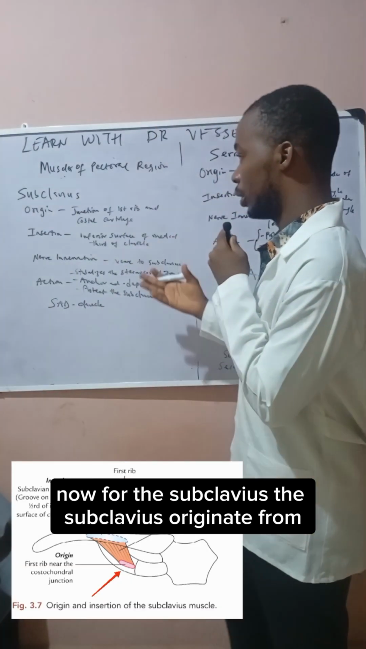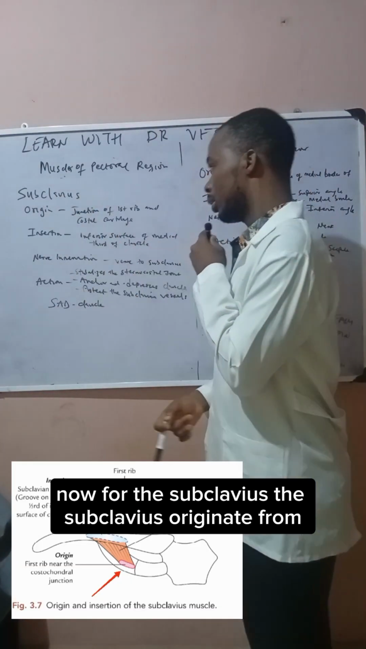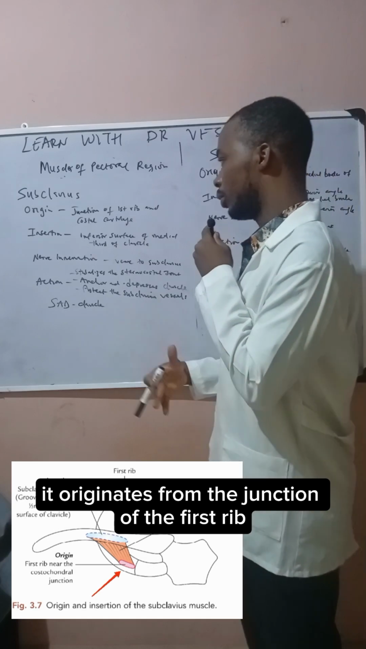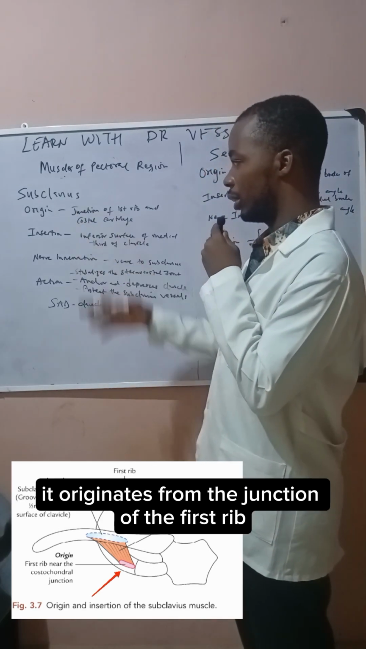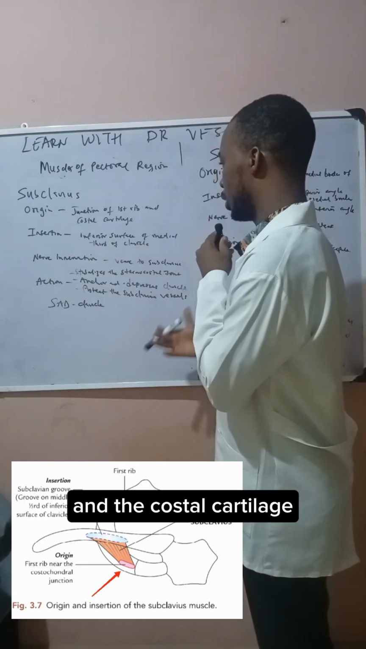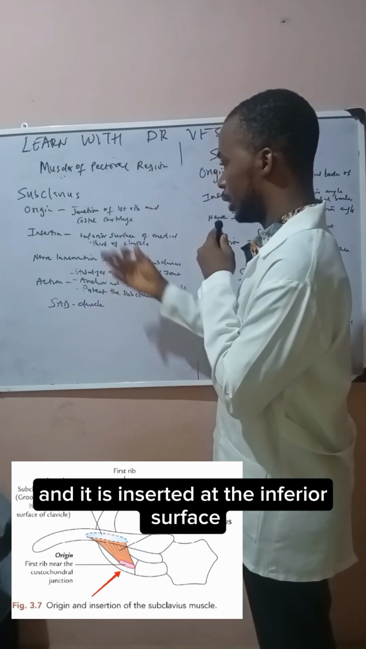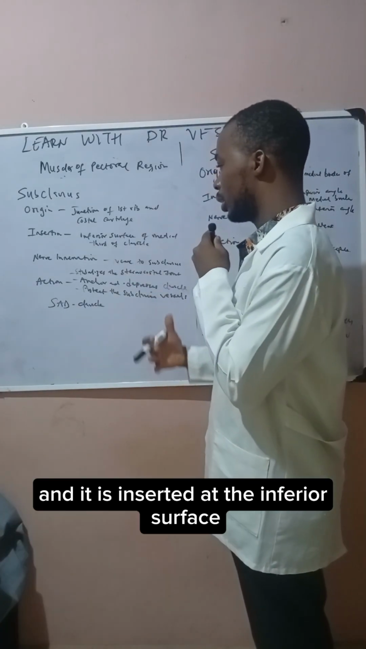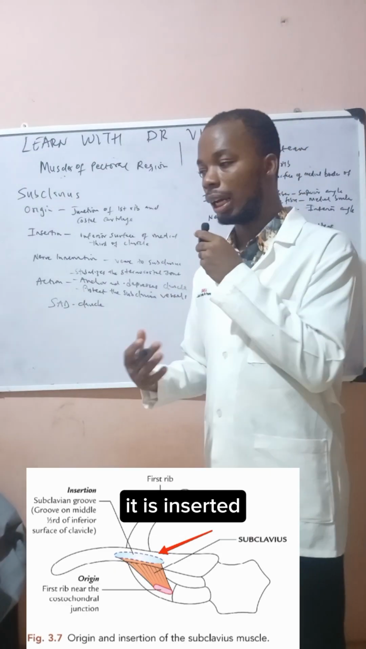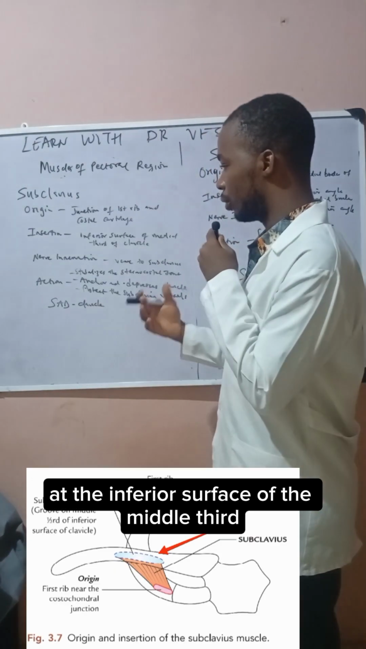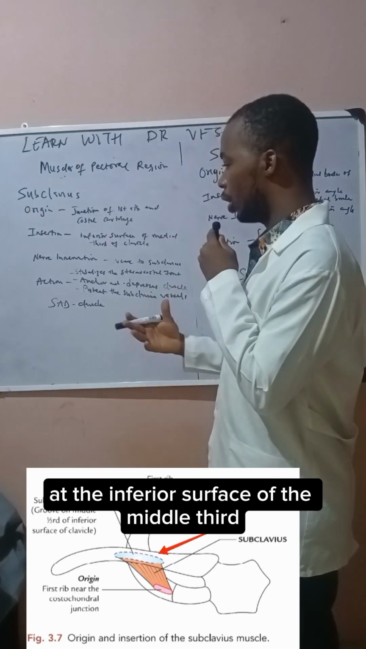Now, the subclavius originates from the junction of the first rib and the costal cartilage, and it is inserted at the inferior surface of the medial third of the clavicle.